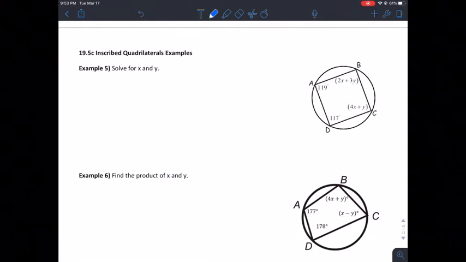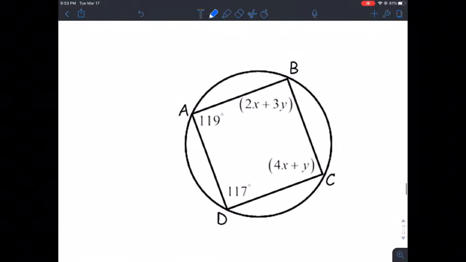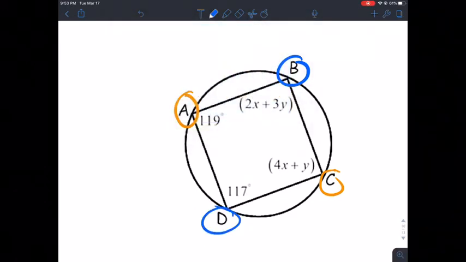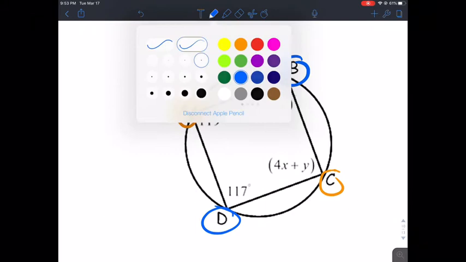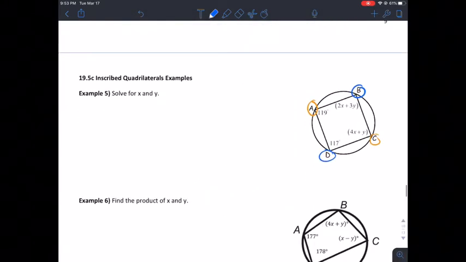So for example 5, it says solve for x and y. We're just going to set these up the same way we've been doing. If we're looking at this picture, we know that angle B and angle D go together, and angle A and angle C go together. So we know that these angles are meant to be supplementary. So let's do A and C first.